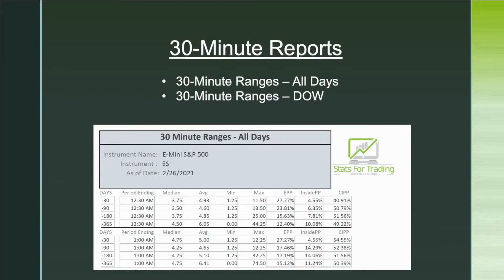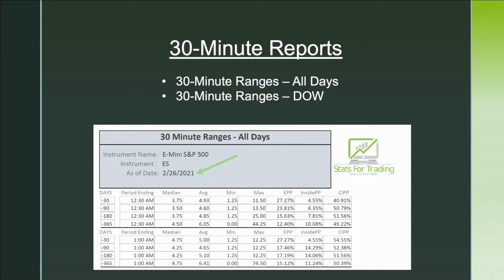So let's take a look at our 30-minute range reports. One thing that our reports all have in common is the as of date. That as of date is effectively where the reports start from point zero and then they count backwards. Like for instance, you see here minus 30 days, minus 90 days, minus 180 days, minus 365 days in the first column. That's as of 2/26, a very recent report. So when you look at the 12:30 a.m. time frame, you see the median range as of 30 days prior to 2/26. One thing of note too is that the days back, the minus 30 days, for instance, include the as of date. So I guess you could say that's day one.